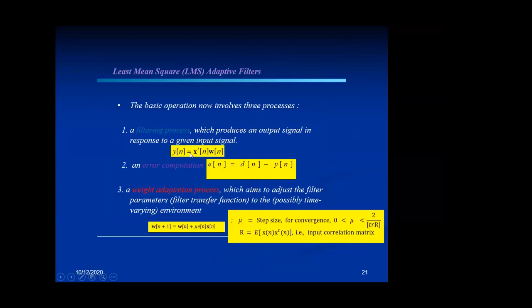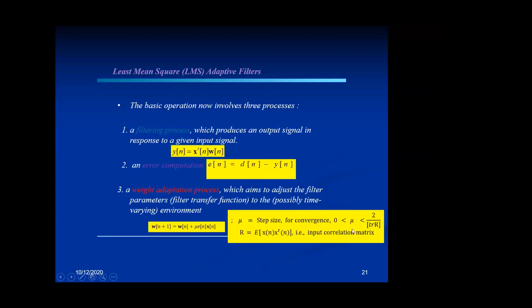So, in summary, this is the least mean square algorithm. So, you see the output signal through this inner product, error computation, then weight updating. But here what is mu? Mu is the step size. This is going to decide the convergence, whether your filter is going to converge or not.